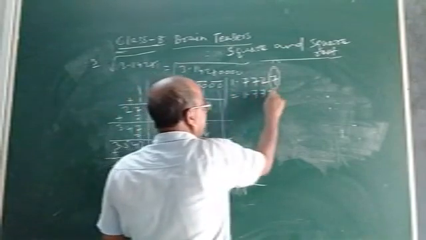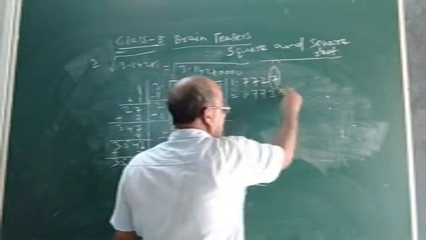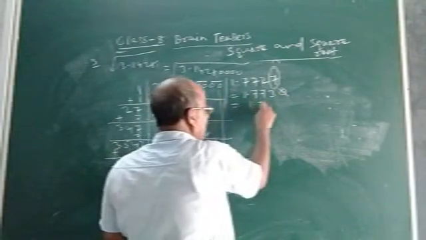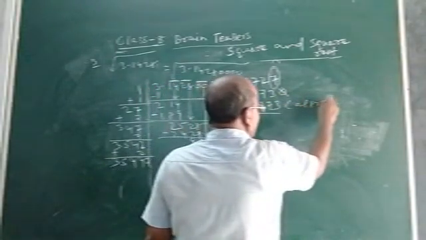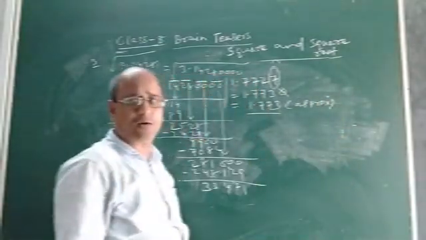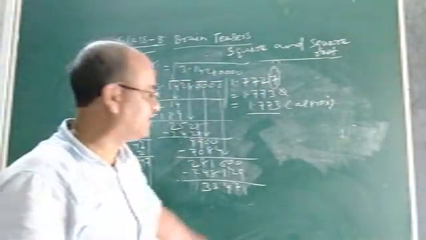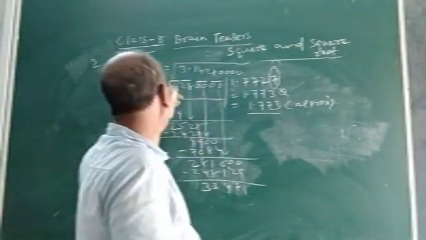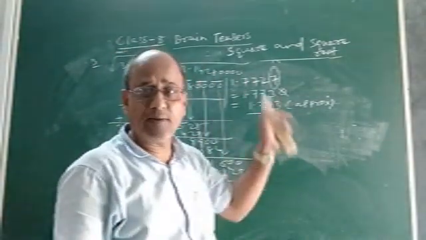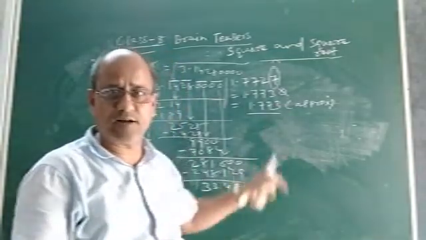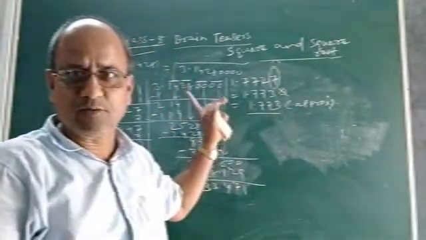So 1.773, and this will be replaced by 0, and this 0 has no value. So what will be the answer? 1.773. This is approximate, not exact. This will be the approximate square root of 3.1428 correct to 3 places of decimal. Children, I hope you understood how to find it.